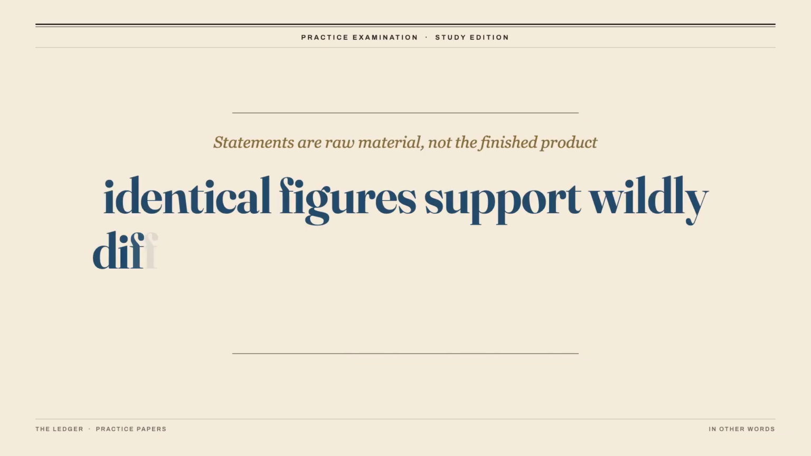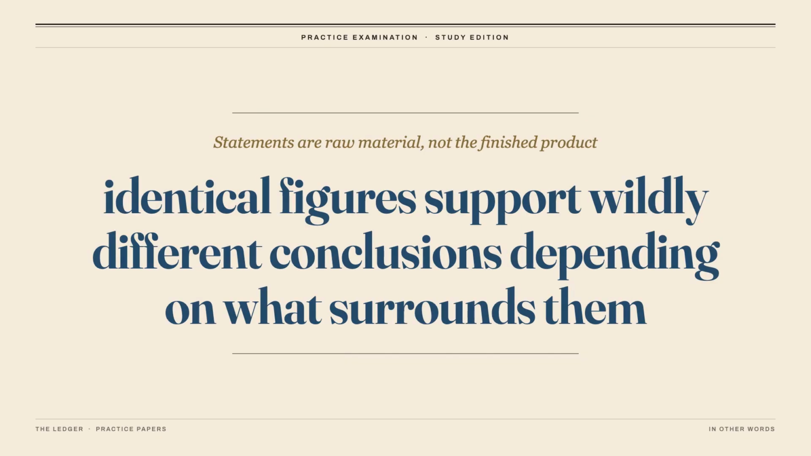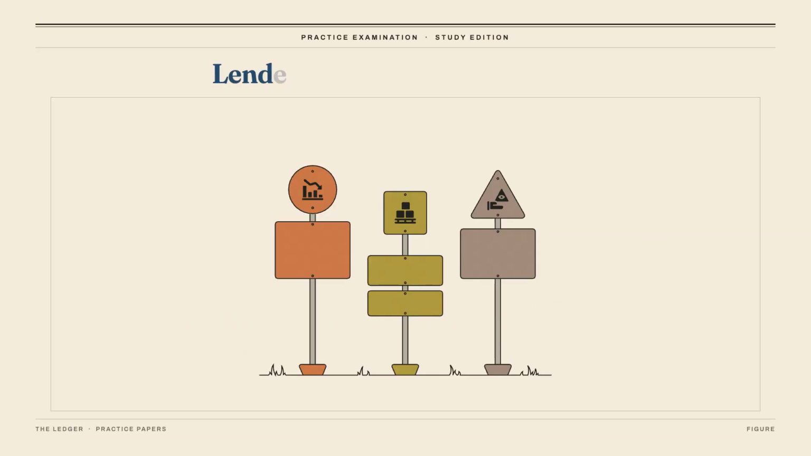A given profit margin is healthy in one industry and alarming in another. That's because the statements only supply the figures. Economics, strategy, and accounting quality supply the meaning.